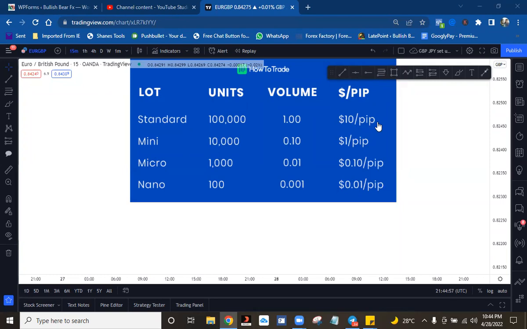Somebody said $2. Somebody said $4. Somebody said $20. I'm actually risking $20. 4 mini lot size times 5 pips equal to what? $20. All right. So it's not $2.